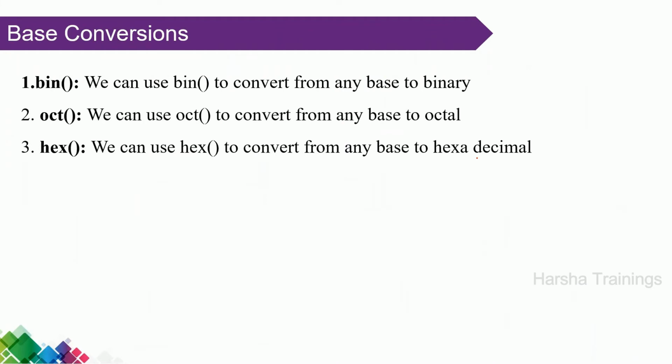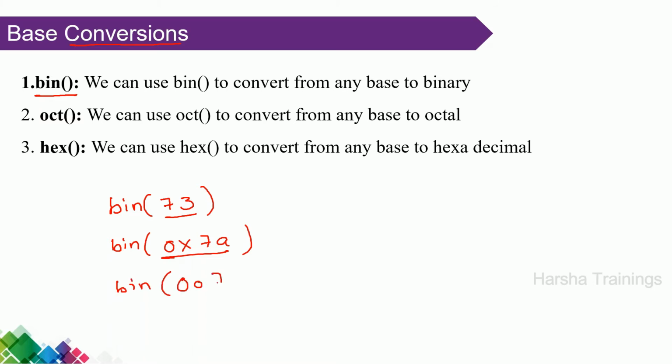Now, base conversions. What is meant by conversion? Suppose I give you a decimal number. If you want to convert the decimal number into binary, simply use the function bin. If you write the statement bin of 73, 73 is a decimal number, and it is automatically converted into binary. Suppose bin of 0x7a: here the hexadecimal number is converted into binary. Bin of 0o75: octal 75 is converted into binary.